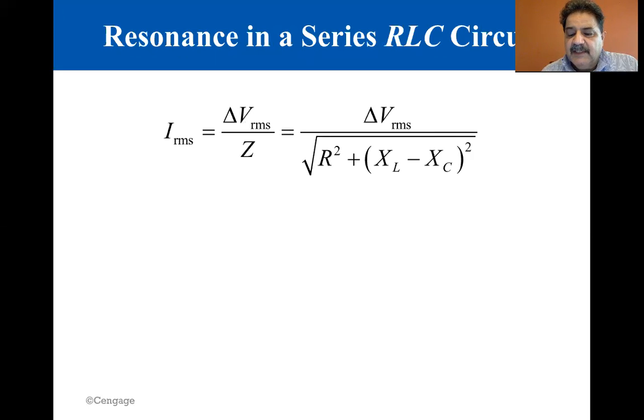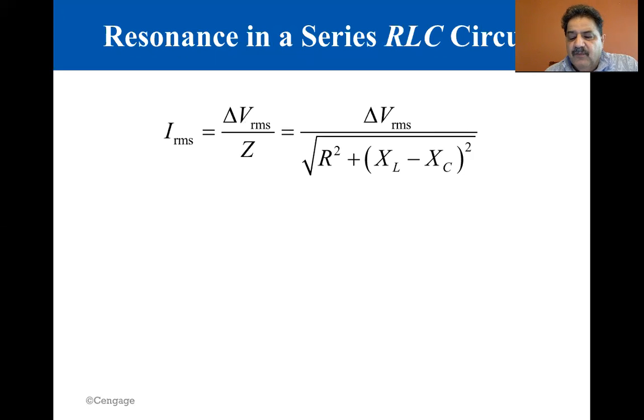From this equation, we see that if the frequency is varied, the current has its maximum value when the impedance has its minimum value, which occurs when X sub L equals X sub C. If X sub L equals X sub C, then that quantity squared term becomes 0. In this situation, the impedance of the circuit reduces to Z equals R. The frequency at which this happens is called the resonance frequency of the circuit.